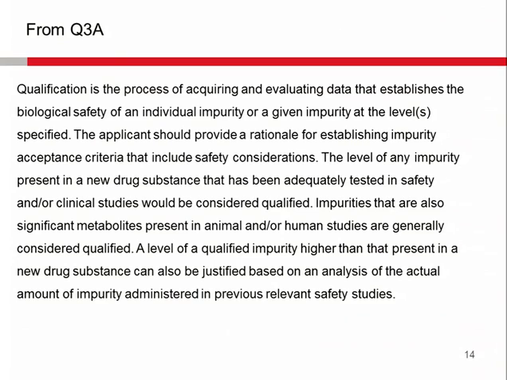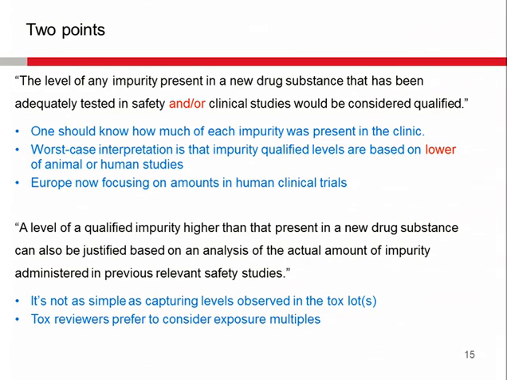It's a big, long, lengthy thing. It says you must qualify. Let me cut to the chase because there are 2 sentences in this guidance that you need to pay attention to. One is, any level of impurity present in the new drug substance must be adequately tested in safety and/or clinical studies. That is a killer. Is it and? Do you need data both in animals and clinical, or is it an or? And it's at the reviewer's discretion.